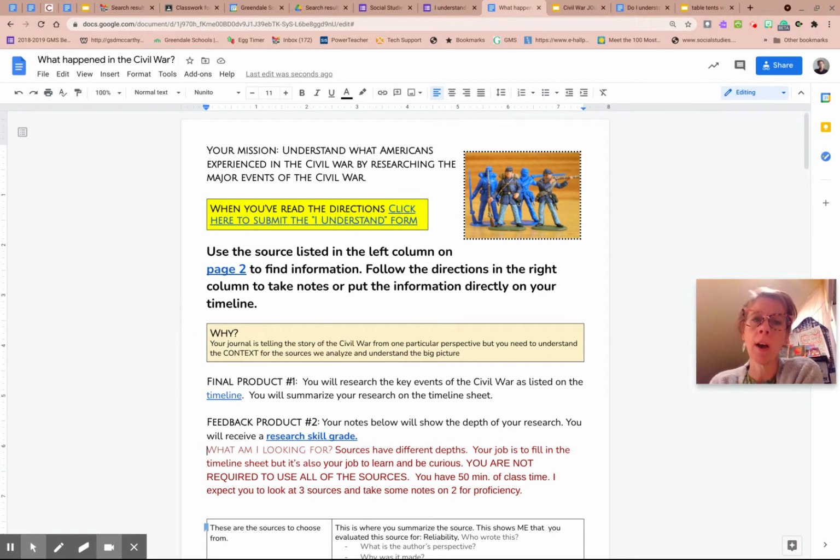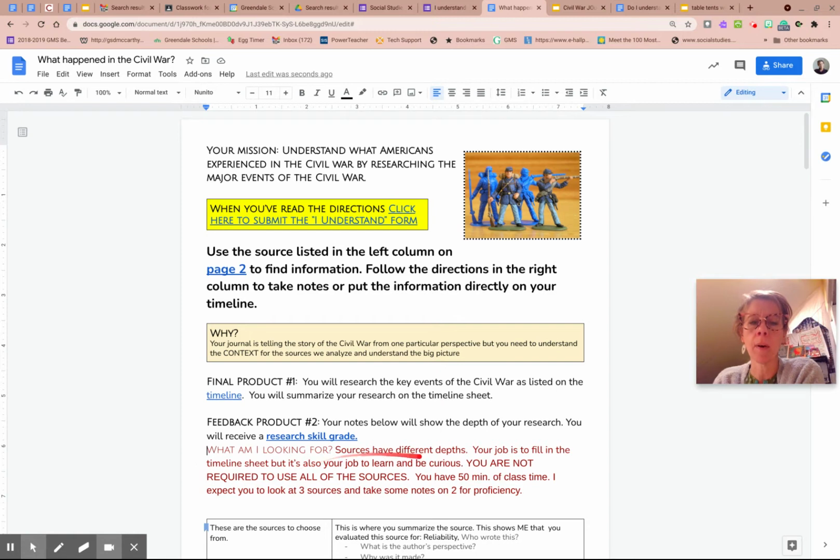The reason why is because I want you to understand, how did people experience the war? And you're doing that in your journal, but your journal is a very specific perspective, and you want to get the big picture. So the other thing to notice on this page is that there is a form to fill in after you've read the directions.